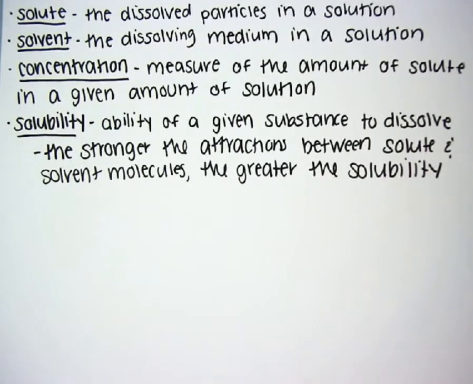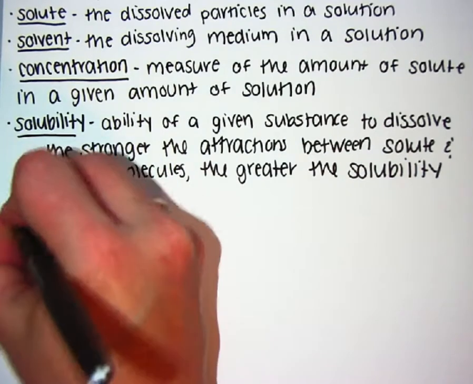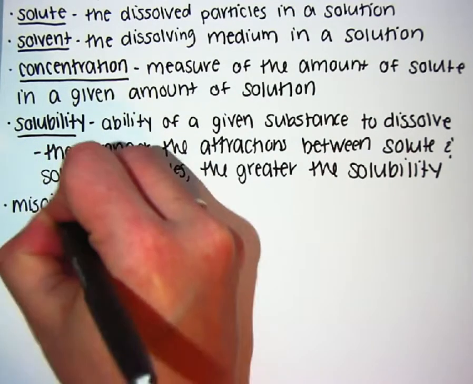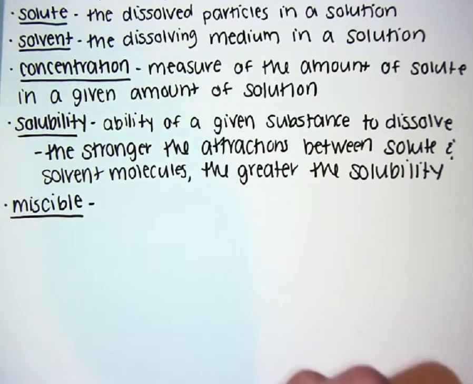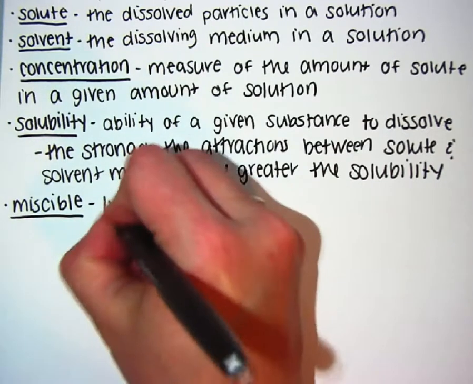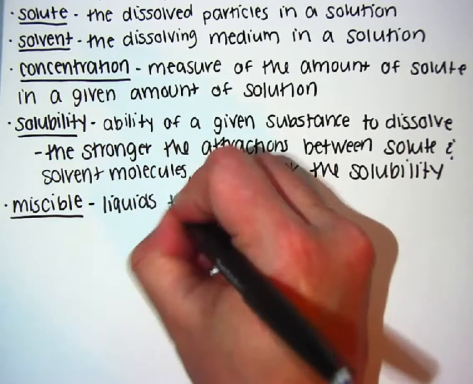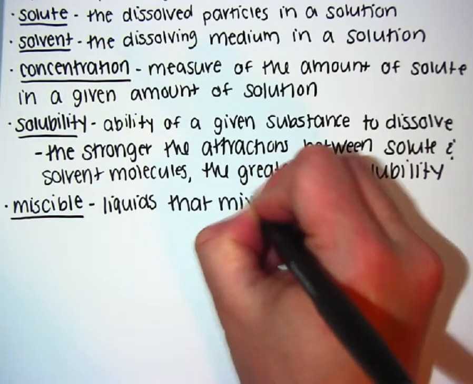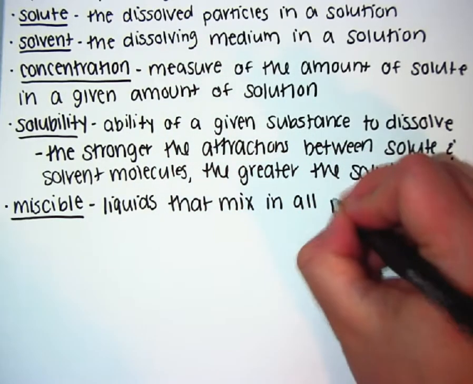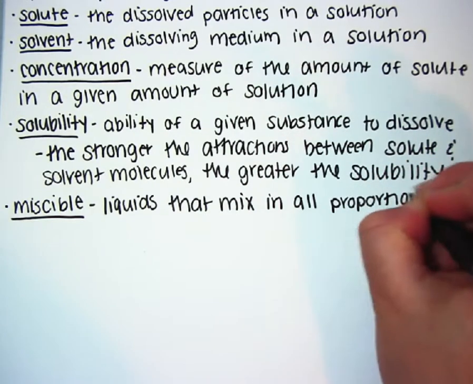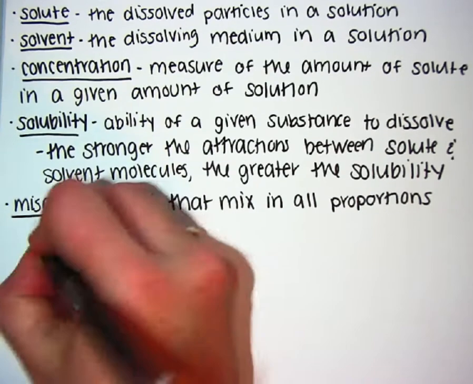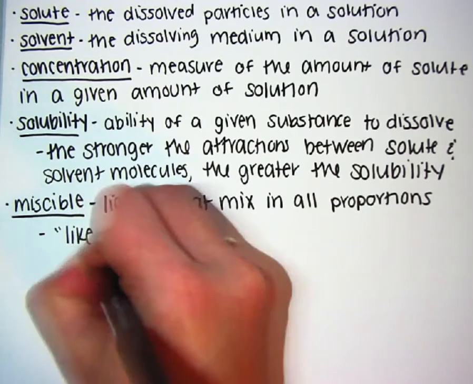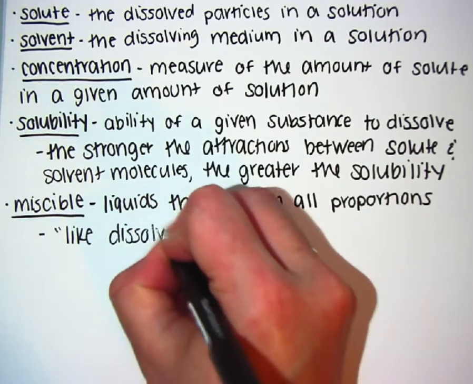Last up for definitions before we start looking at some examples. New term, miscible. Miscible is a term that we are going to use specific to solutions. When we're saying that two things are miscible, they are liquids that mix in all proportions. Liquids that mix in all proportions are considered miscible. And the reason why has to do with like dissolves like.